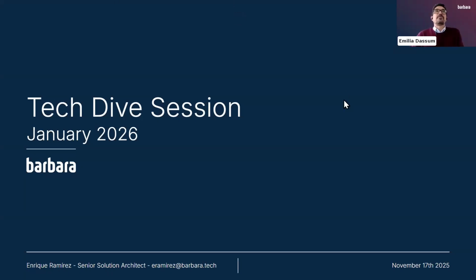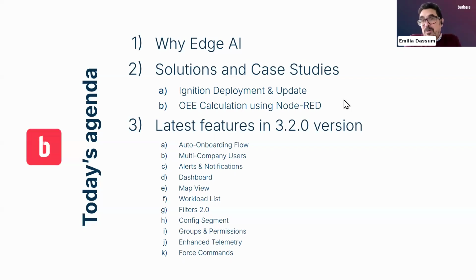As I mentioned before, the agenda for today is similar to the one we have for other days, but with some changes. We are going to see first why to use Edge AI. We are going to make a brief introduction of what Edge technology is and what it is useful for, so we can understand how and when we need to apply it. Then we will see a couple of use cases. In this session today, we're going to deploy an Ignition instance from one of our edge nodes. We will make the deployment and we will update the version of this Ignition to see how powerful this way of working with Ignition with Barbara is.